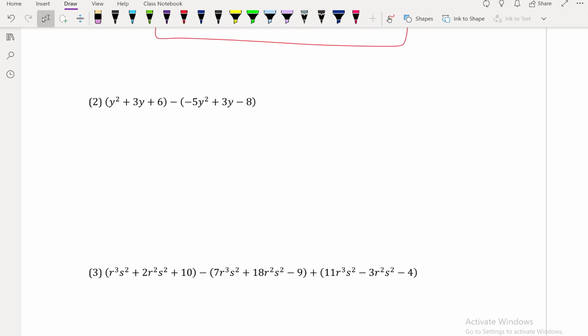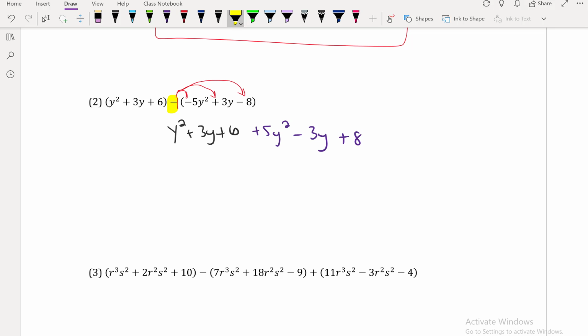Now you have to be a bit more careful when it's a subtraction, because when it's a subtraction, you can think of it as a negative 1 that's going to be distributed to everything. So you really have a y squared plus 3y plus 6, but now since you're distributing that negative, it's going to be a positive 5y squared, a negative 3y, and a positive 8.